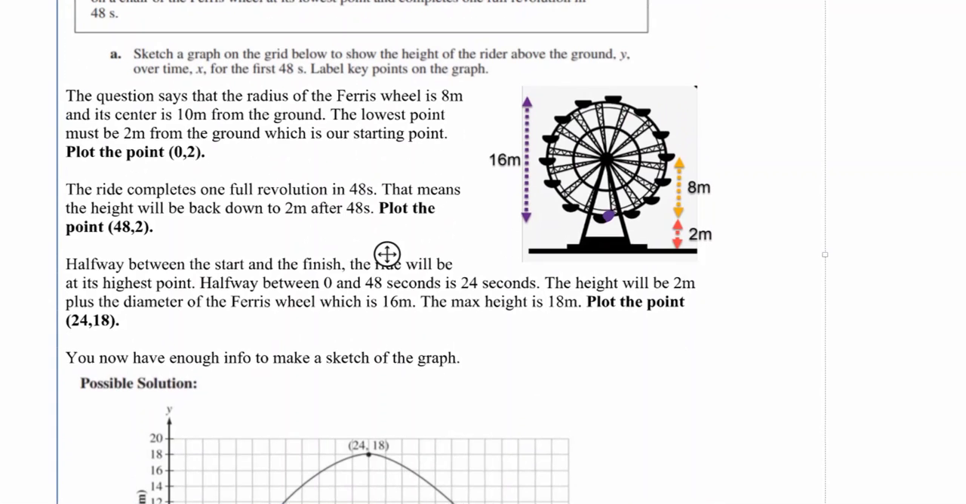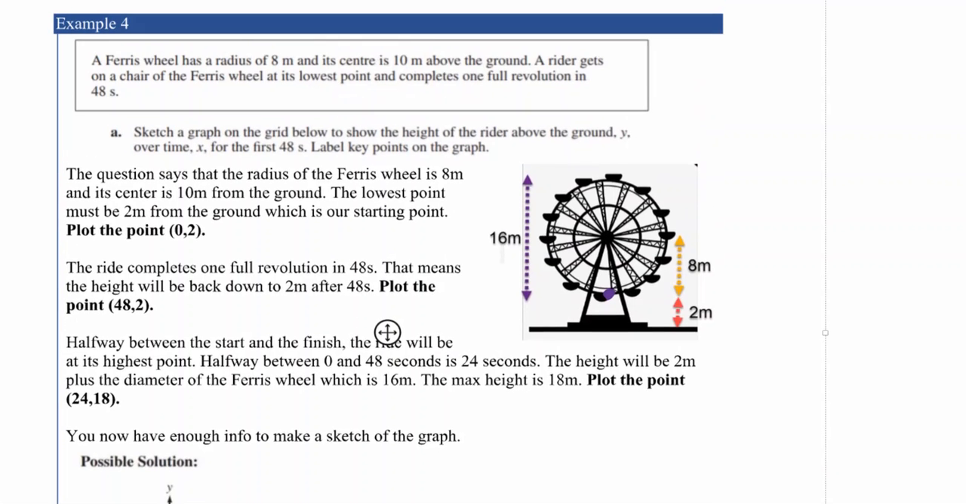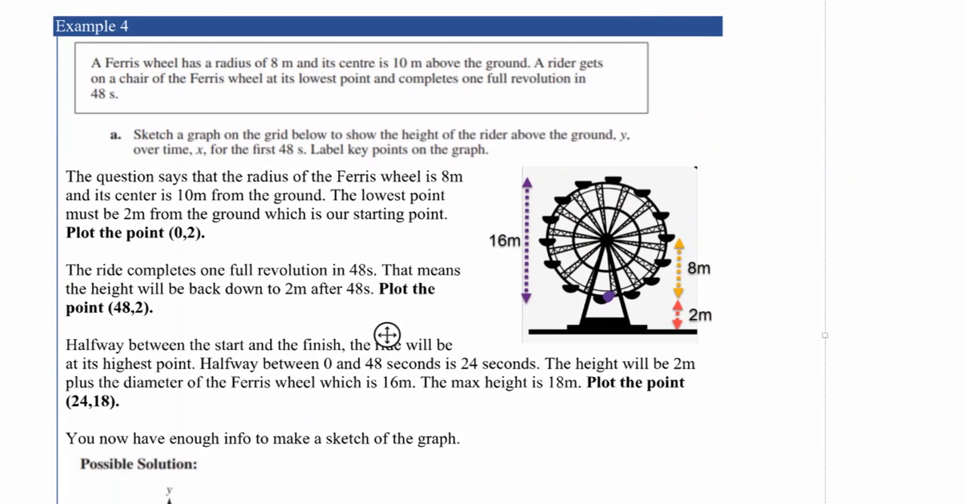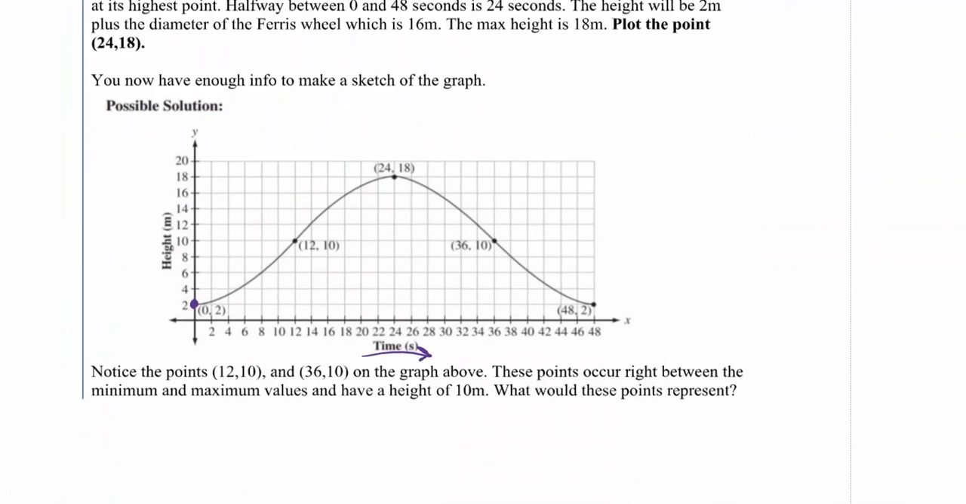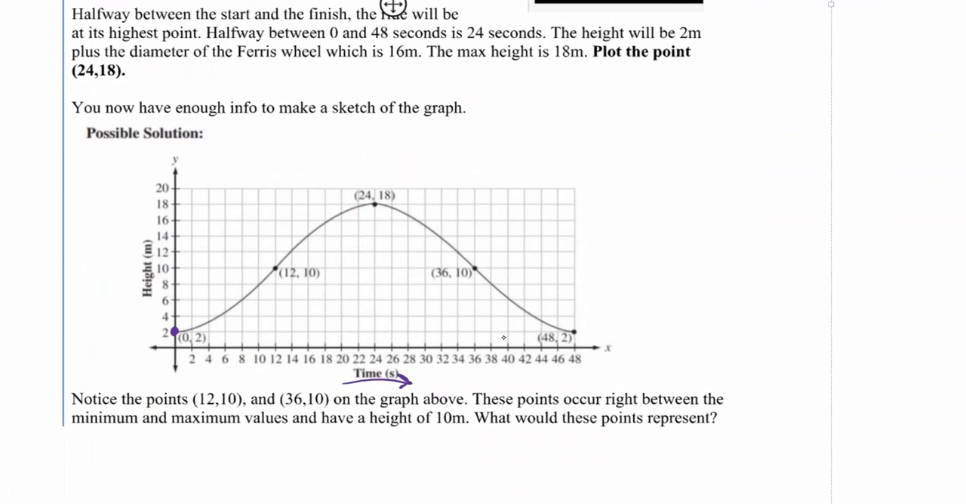Now we'll move on to the next point. It says the ride completes one full revolution in 48 seconds, right? So another good point to make on this plot would be after 48 seconds, then we would know that it would end up right there. It would end up back where it started at 2 meters. So now we kind of have the period of this thing from start to end. That's a good place to start.